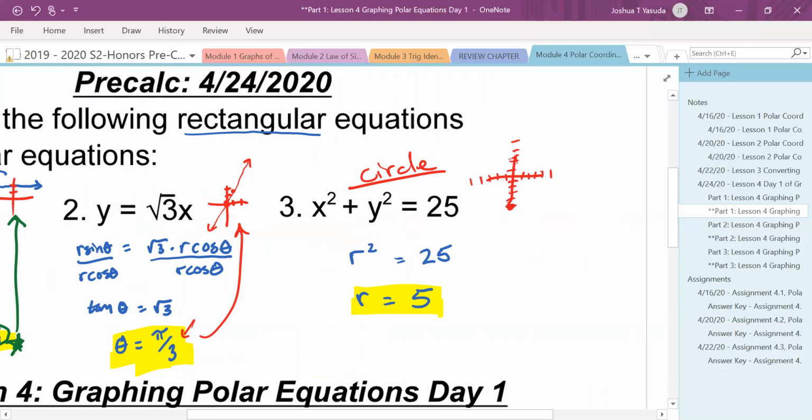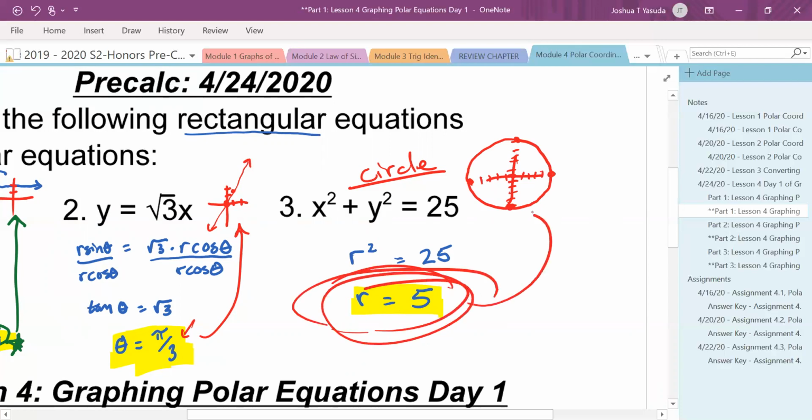You put a point out 5 units, right? And then you would get yourself a circle. So there's your circle. I'm saying that this r equals 5 graphs that picture, but instead of doing it on a Cartesian plane, the XY plane, it would do it on the polar plane.